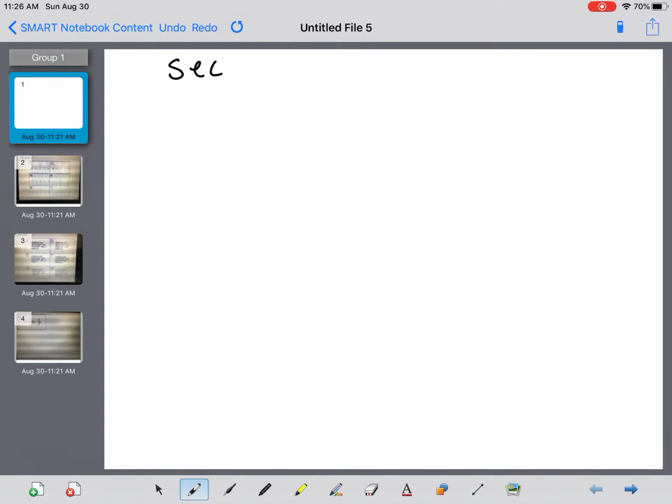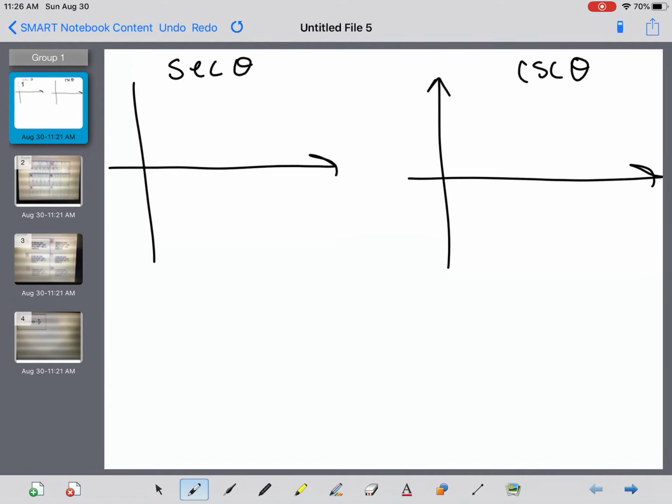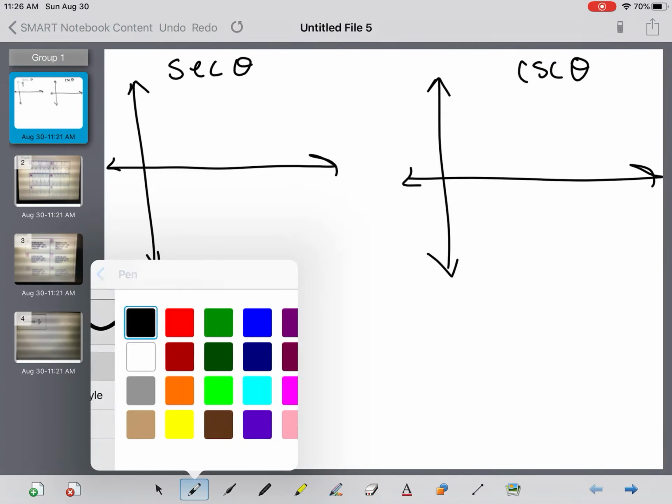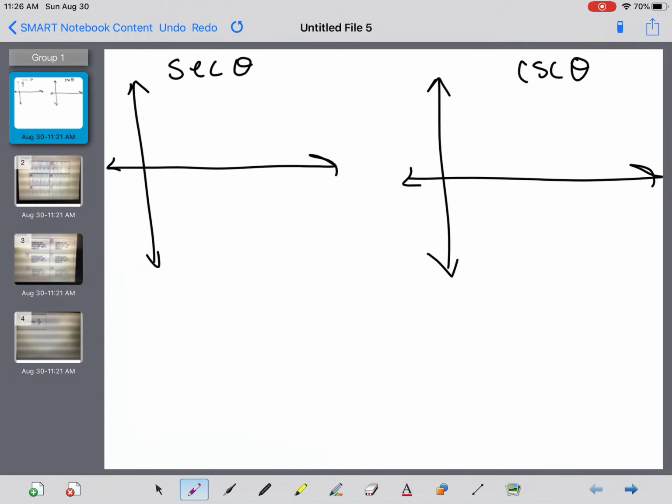So first I'm going to draw a secant graph and a cosecant graph, and we're going to look at the identifying features of these graphs that'll make it easier for you to graph them and match the graphs. Okay, so a normal secant and cosecant graph, first of all, they both have periods of 2 pi. We've talked about that before. So we're going to do pi right here, 2 pi right here. We'll go pi over 2 in the middle, 3 pi over 2 there.